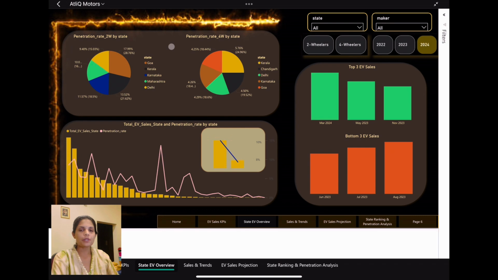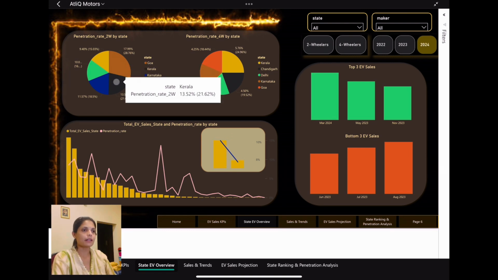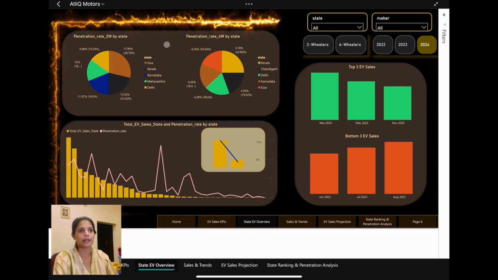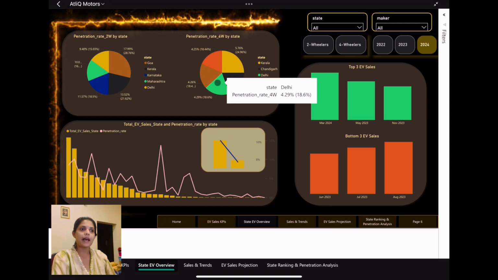Now let's look into the state EV overview page. Coming to these pie charts, penetration rate of two-wheelers by state, Goa leads with the highest penetration rate, indicating strong adoption. Kerala and Karnataka also show significant adoption, suggesting these states are key markets for two-wheelers. Coming to the penetration rate of four-wheelers, Kerala has the highest four-wheeler penetration, followed by Chandigarh and Delhi. This highlights Kerala as a strong market for four-wheelers.